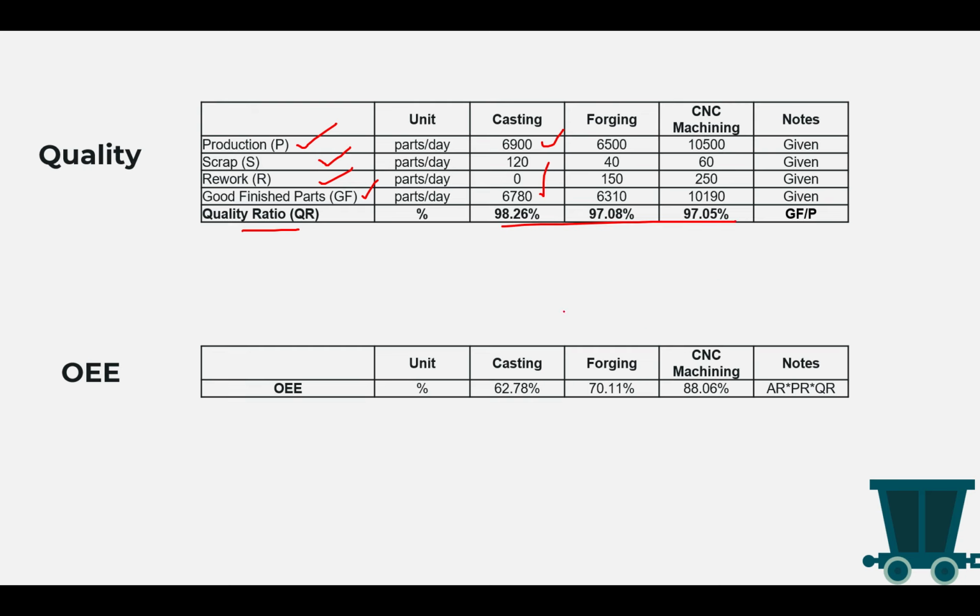We've got this one. And then for OEE, we just multiply every ratio: availability ratio multiplied by performance ratio, and then the last one, quality ratio. Then we can get OEE. Okay, as you can see, the lowest is casting and the highest is CNC.